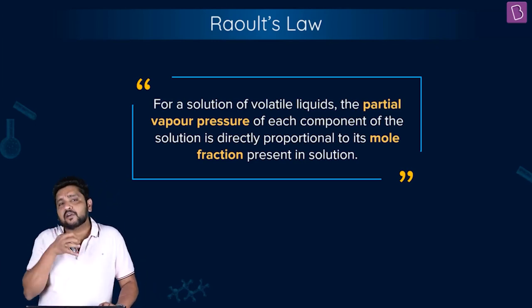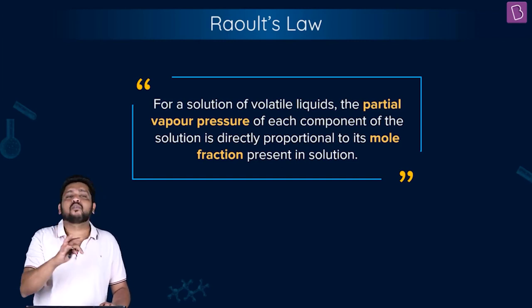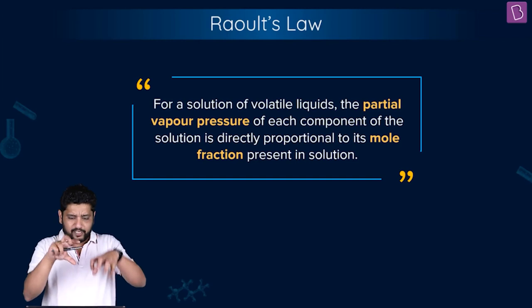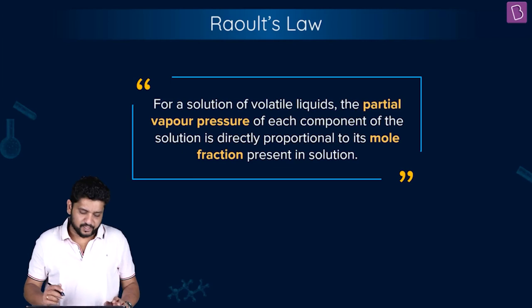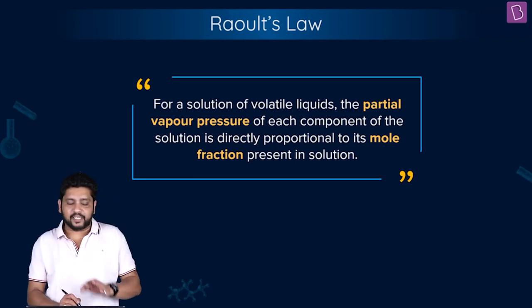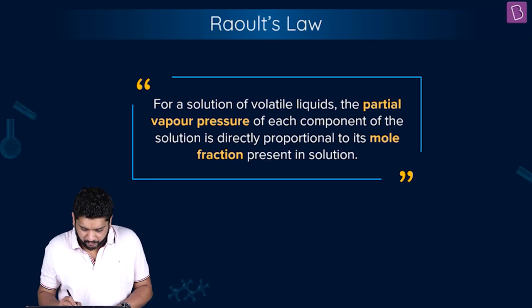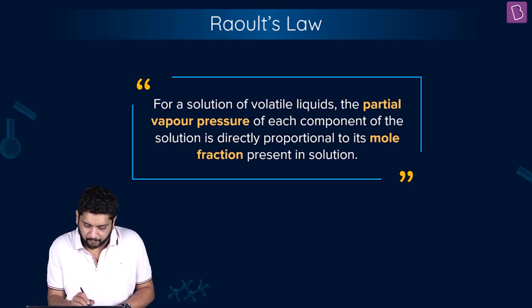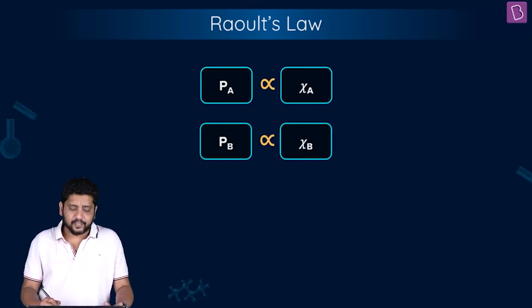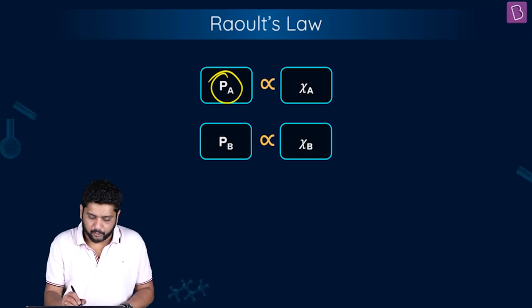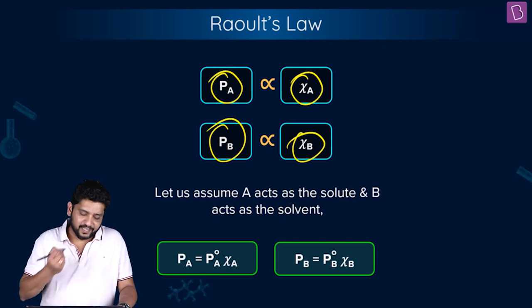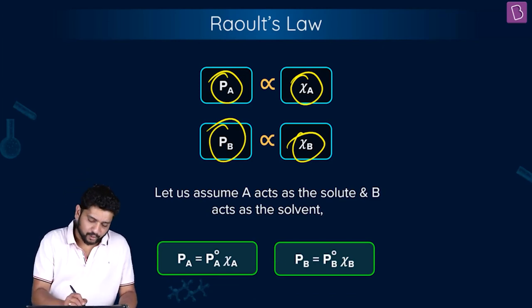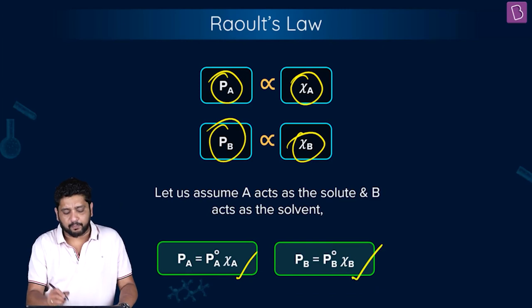So whatever is the vapor pressure of one component, that will be proportional to the mole fraction of that liquid in the solution. Two liquids I take, N1 moles, N2 moles, I add these, and the mole fraction will decide the partial pressure, the vapor pressure of that individual component. We have already discussed this. The partial vapor pressure of each component is directly proportional to the mole fraction of that particular component present in the solution. So PA is proportional to XA, PB is proportional to XB, and then we can individually say that we end up getting PA equal to P naught A into XA and PB equal to P naught B into XB.